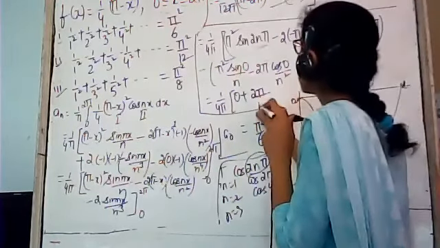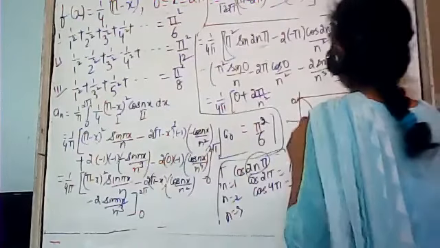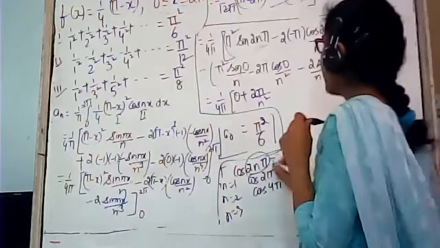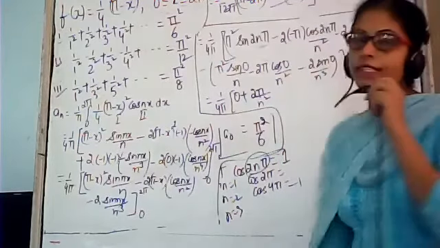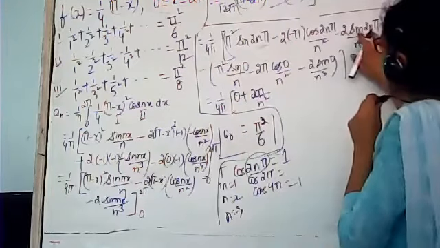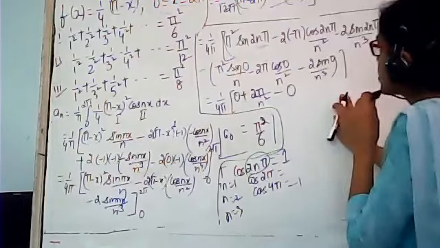In the division, this is equal to n square. Cos 2n pi is always equal to 1 and sine 2n pi is always equal to 0. Again, we have sine 2n pi, and again sine 2n pi is 0. So the whole value will be equal to 0.